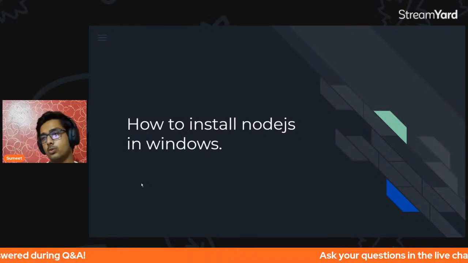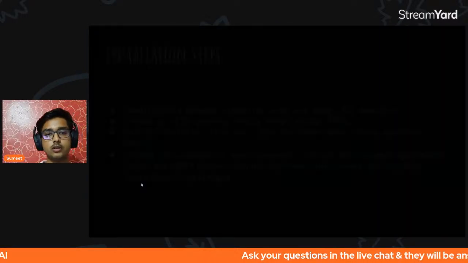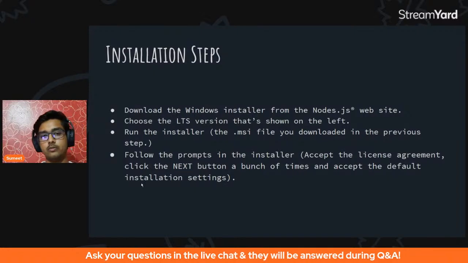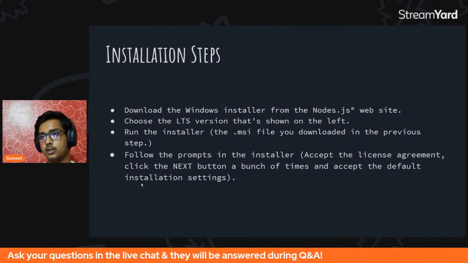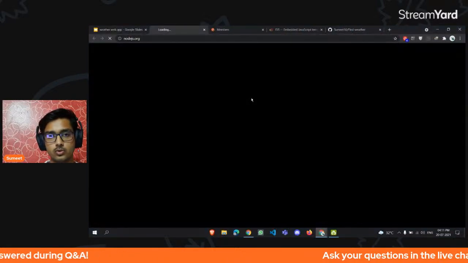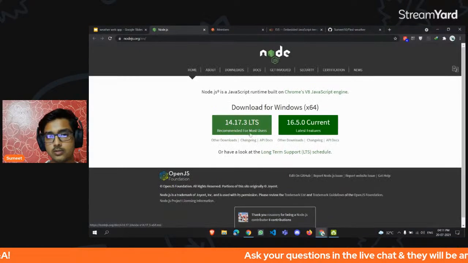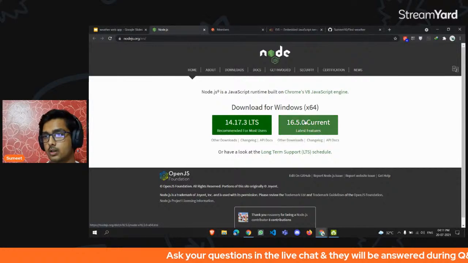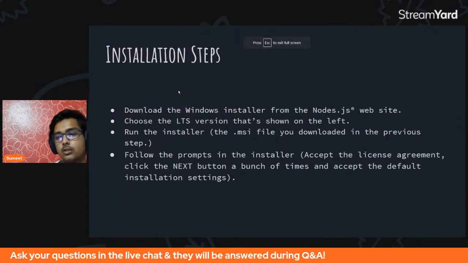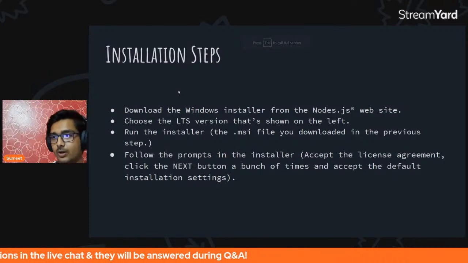Okay, now let's see how to install Node.js on Windows. In order to do that, you first have to download the Windows installer for Node.js. Then you have to choose the LTS version, which is shown on the left. So let me show you. You have to choose this version instead of this current version. Okay, then you simply run the installer.